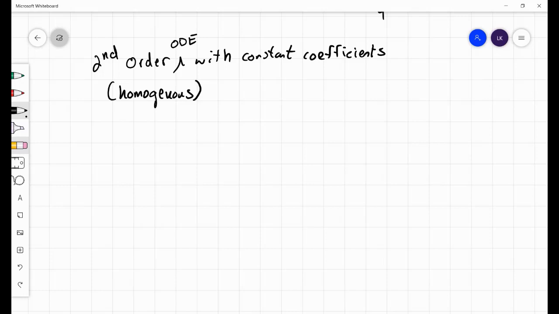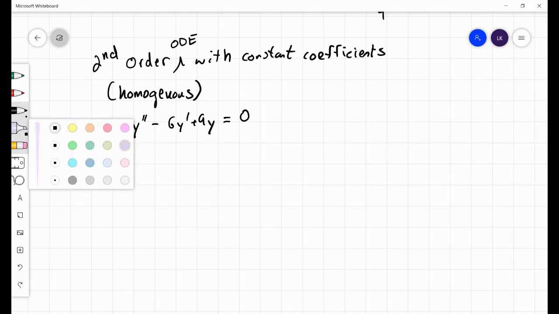So that's going to be something like we've already seen, like y double prime minus 6y prime plus 9y equals 0. The constant coefficients come from the things multiplying y and its derivatives being constants, like 1 times y double prime, negative 6 times y prime, and then 9 times y. The homogeneous, of course, is referring to the right-hand side being 0.